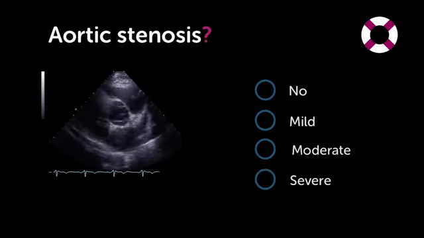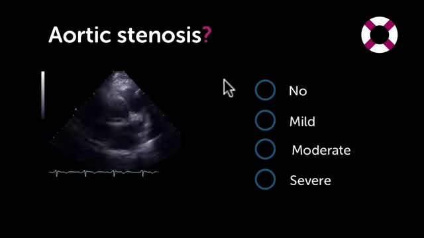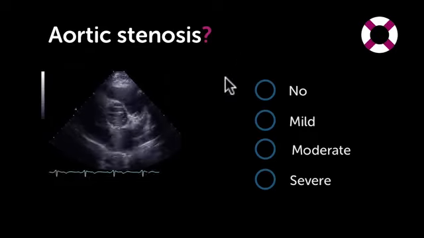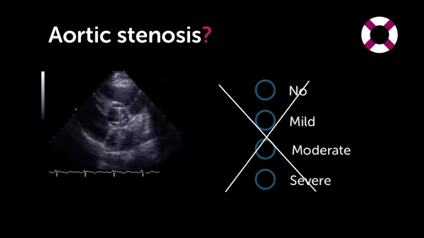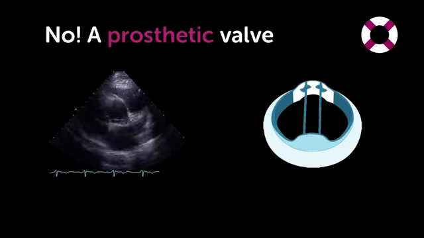Are you ready for one more? This is the valve I would like to show you. Calcification, opening motion. Well, what do you think? Some of you will probably notice that I was fooling you here because this patient does not have aortic stenosis, but he does not have a normal valve. As a matter of fact, he does not even have his own valve. He has an aortic valve prosthesis.